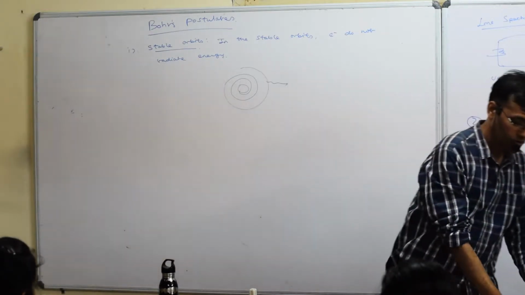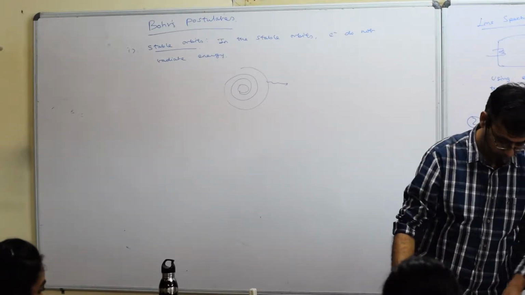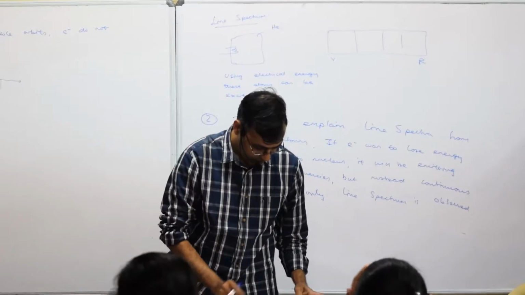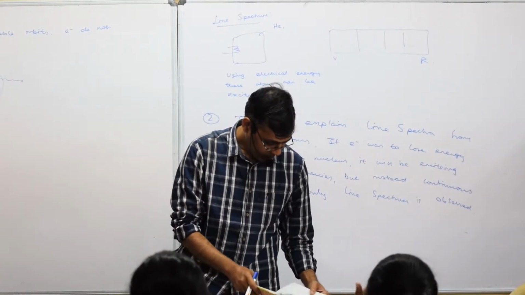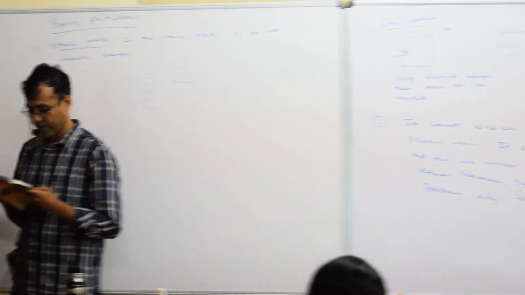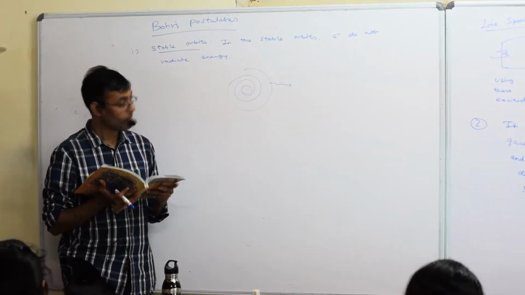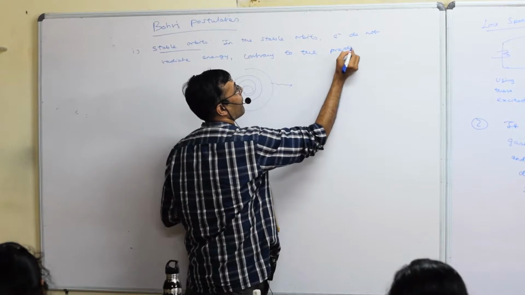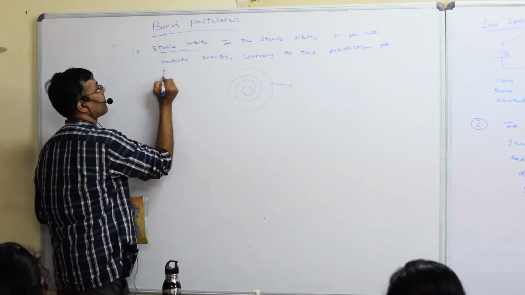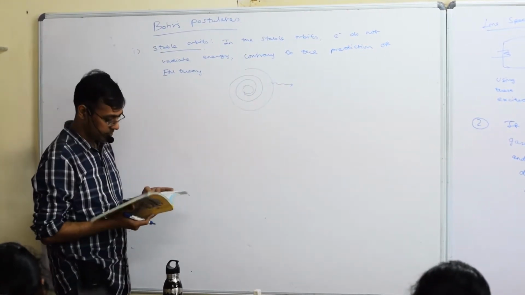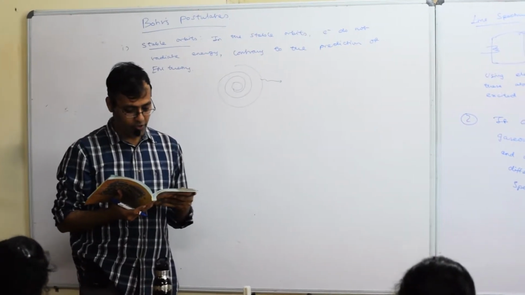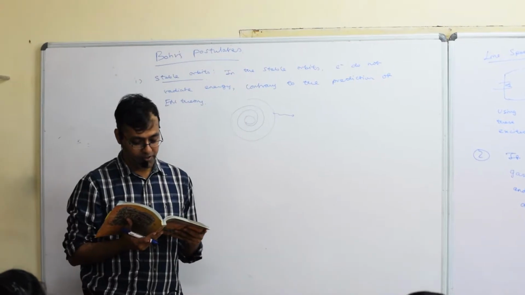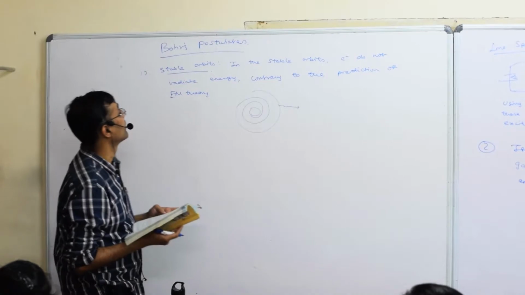Okay, so if you have your textbook, go to page number 424. Contrary to the prediction of electromagnetic theory, according to this postulate, each atom has certain definite stable states in which it can exist, and each possible state has definite total energy. These are called stationary states of the atom. So it's the same thing, they explained it again.